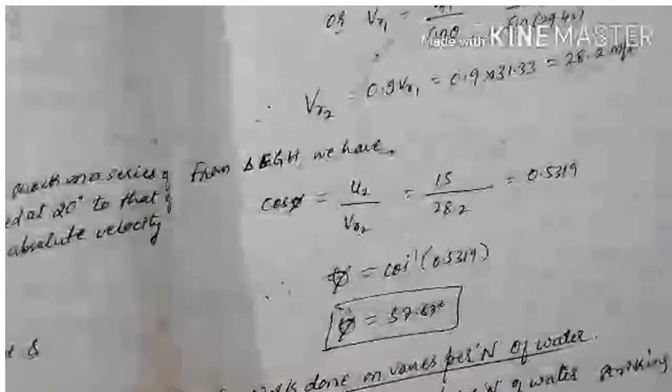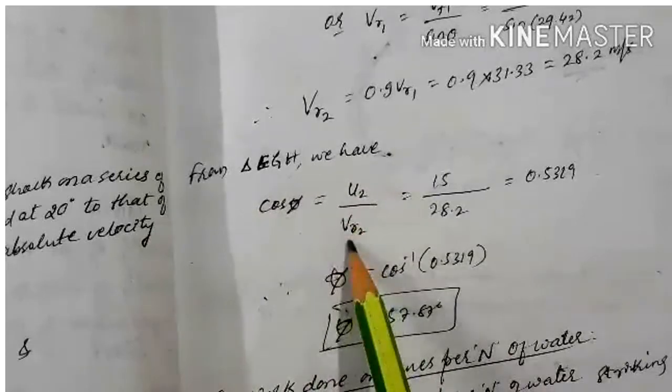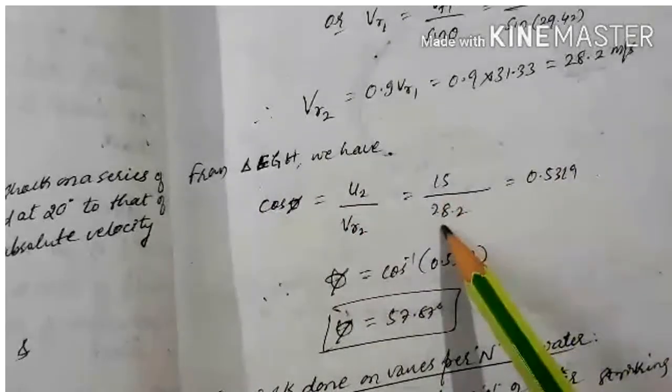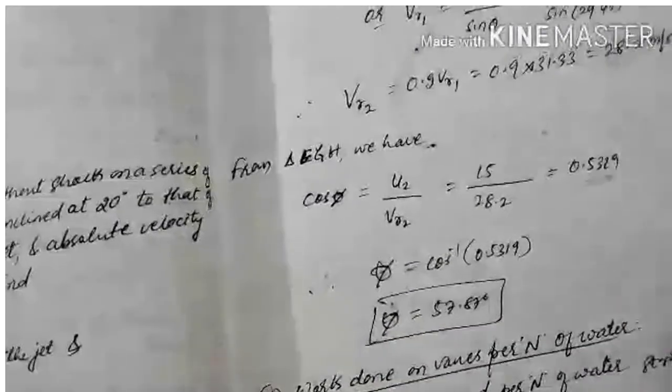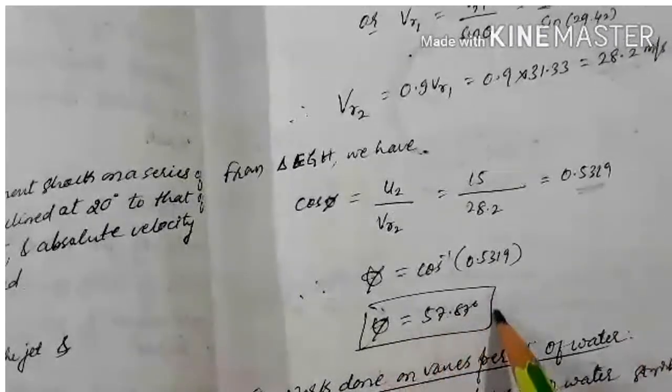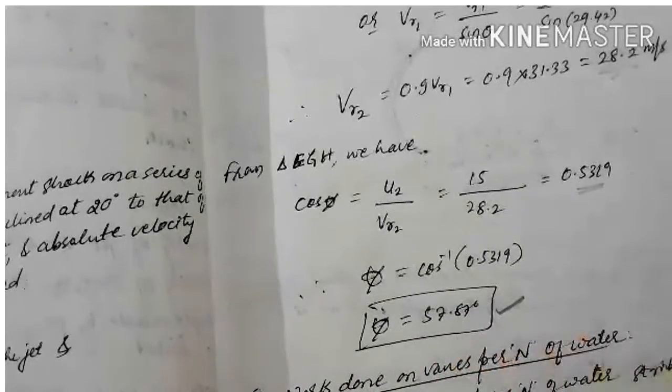Then refer to outlet velocity triangle EGH. We have cos phi equal to U2 by VR2. Then 15 divided by 28.2, you get this much. Then cos phi, and then you will get the vane angle at outlet, 57.87 degree.